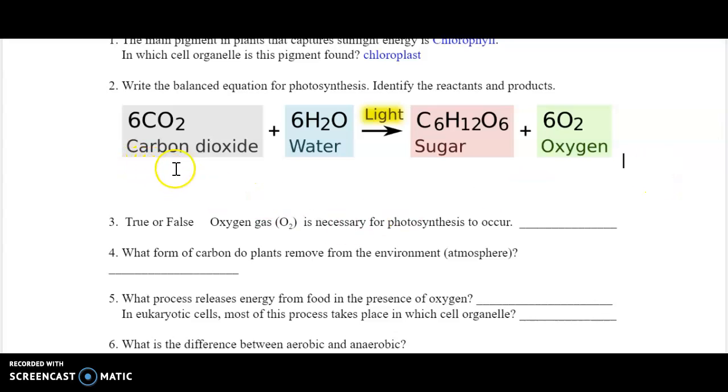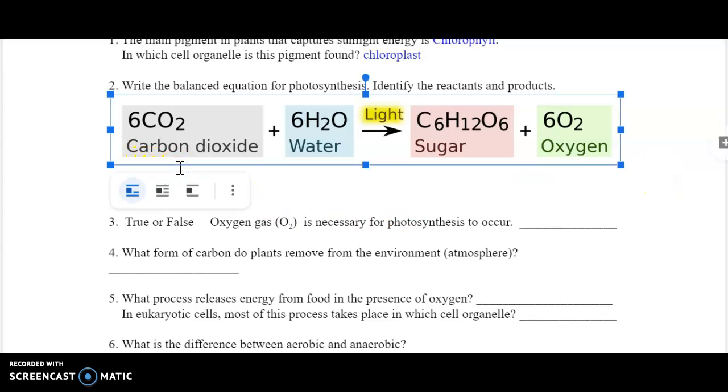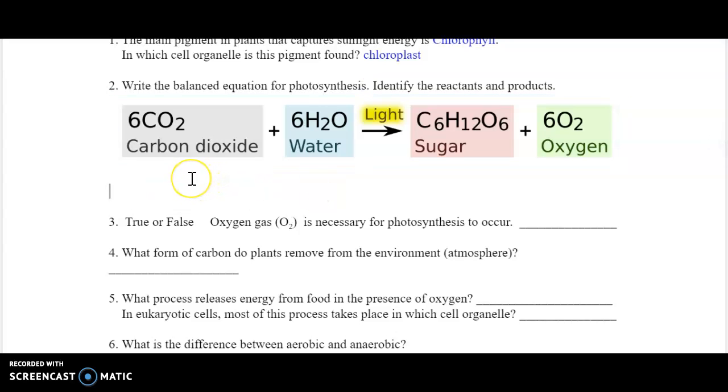Okay. Our reactants are the ones on the left, so this would be reactants right here. And our products are over here on the right.